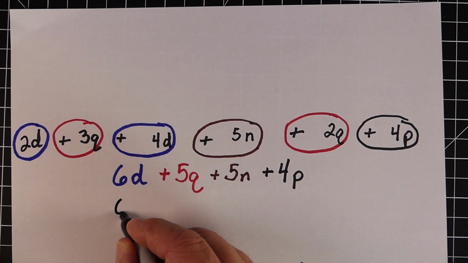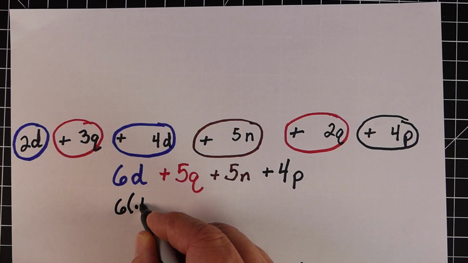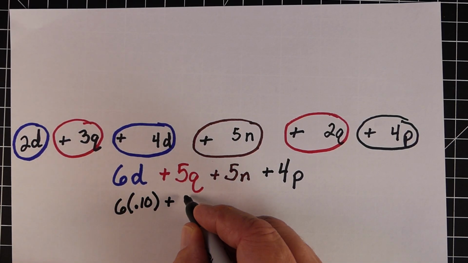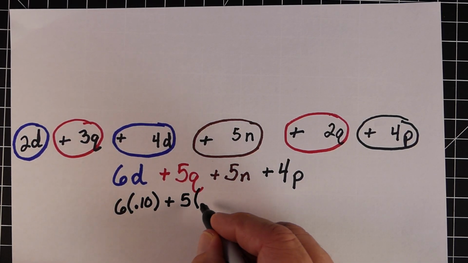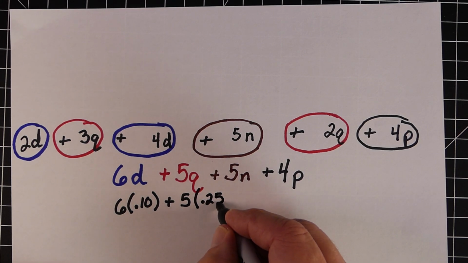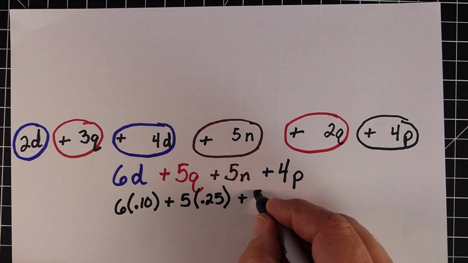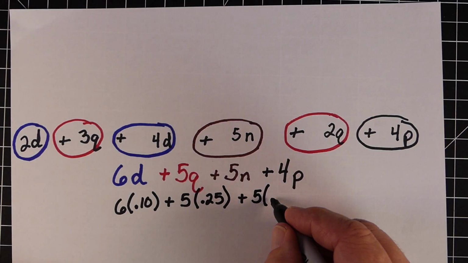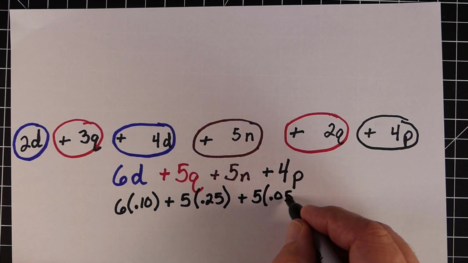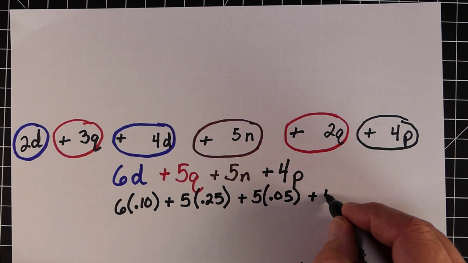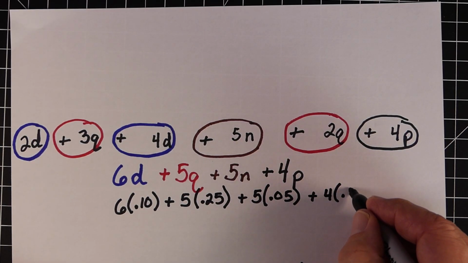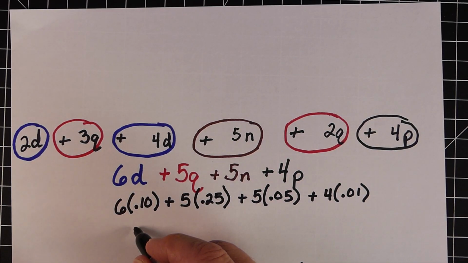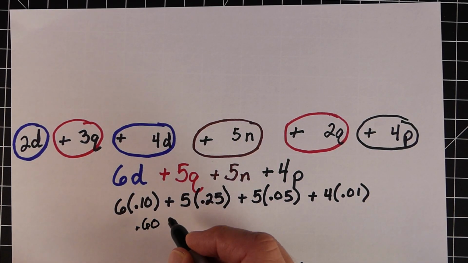So let's say we want to evaluate this expression. In place of each of our variables, I'm going to put the value of the coins. So for D, which represents dimes, it would be 10 cents or 0.10. For quarters, it's 25 cents. For the nickels, it's 5 cents, written as 0.05. And of course, for the pennies, it would be 0.01. And all we're going to do is just multiply those together.